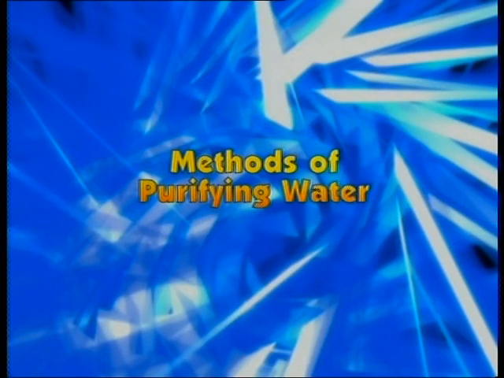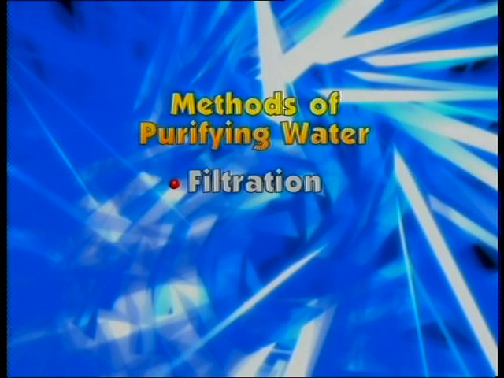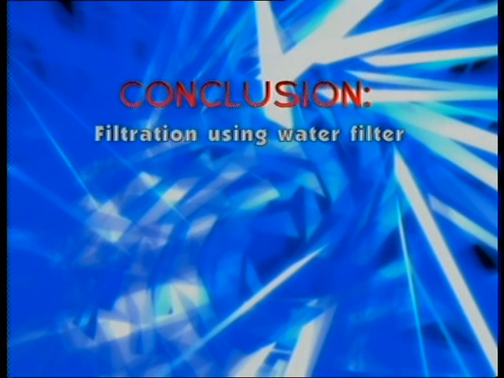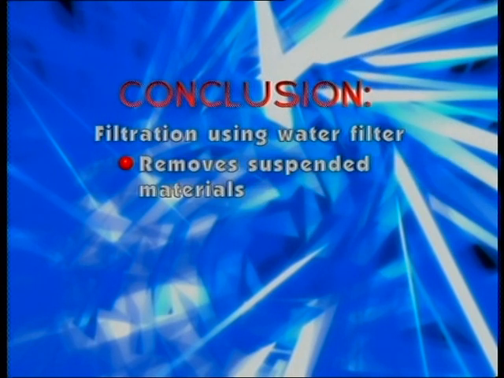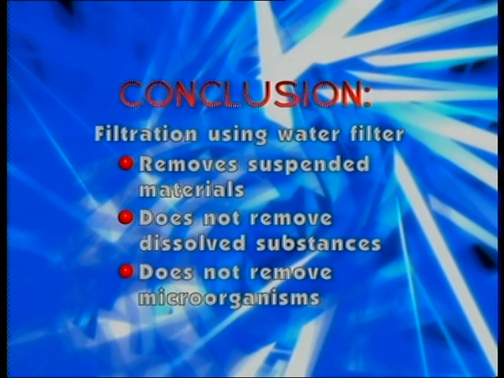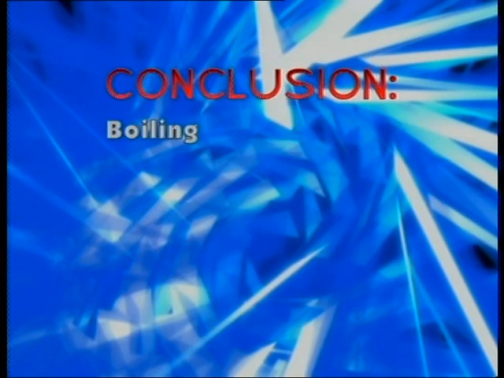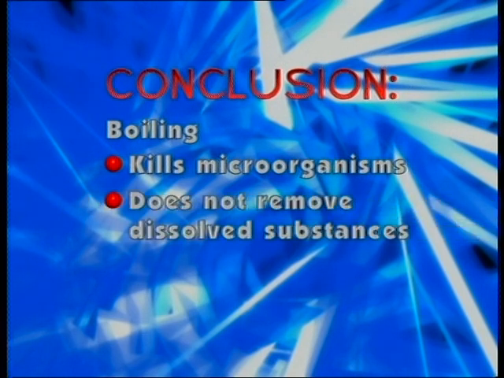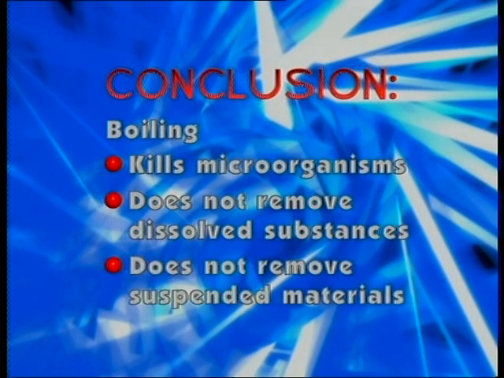The methods of purifying water are filtration, boiling, chlorination, and distillation. Filtration of water using a water filter only removes suspended materials. It does not remove dissolved substances and it does not remove microorganisms. Boiling with a temperature of 100 degrees Celsius is powerful enough to kill microorganisms. Boiling does not remove dissolved substances. Boiling does not remove suspended materials.